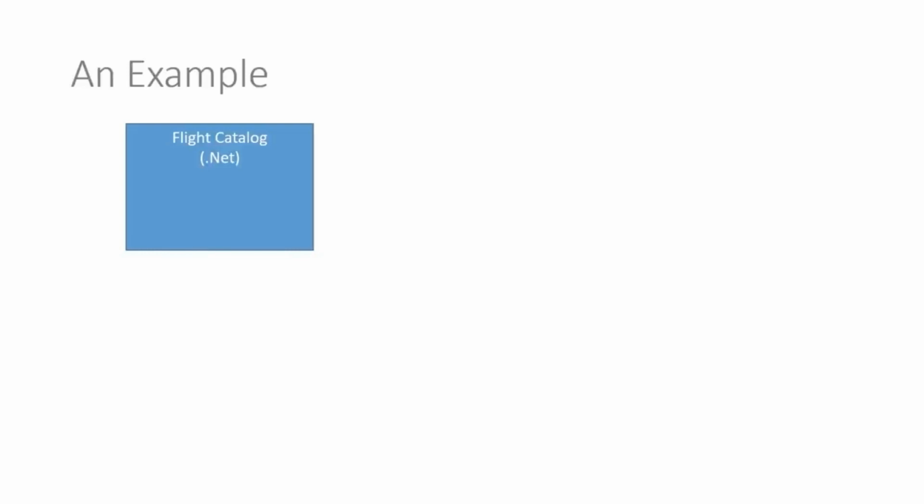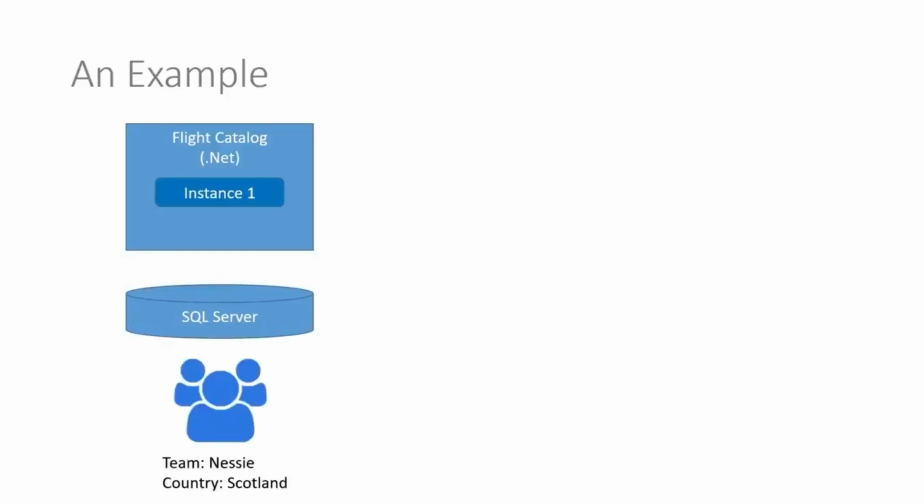So you could have a flight catalog service. That's the service that contains all the flights that people can book. Let's say, for example, in this example, it's written in .NET with a SQL Server database. And we have, in this case, one running instance of that service. And it's built by a team, let's say, based in Scotland.